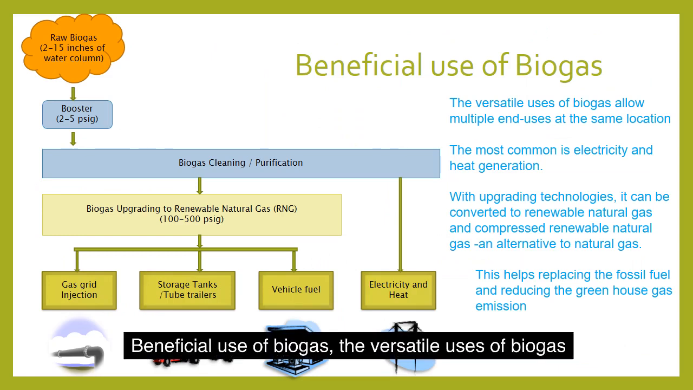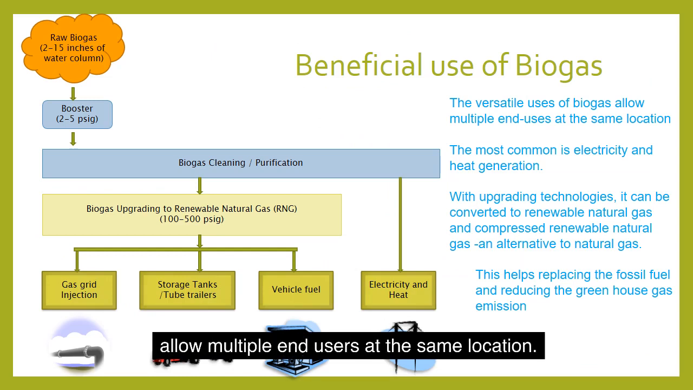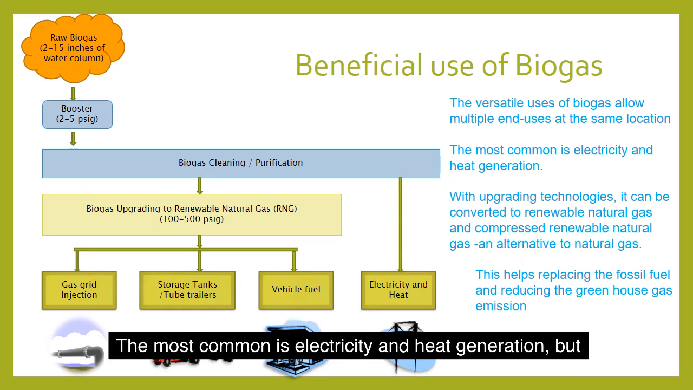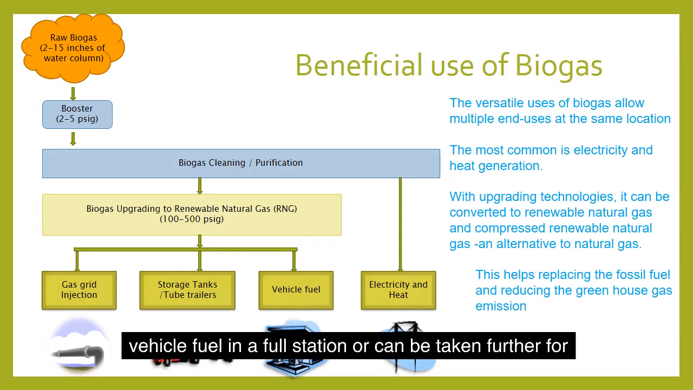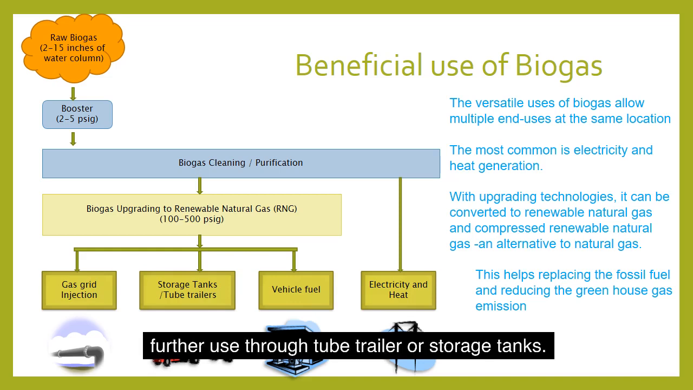Beneficial use of biogas. The versatile uses of biogas allow multiple end users at the same location. The most common is electricity and heat generation. But with different upgrading technologies, it can be converted to renewable natural gas and compressed natural gas. That is an alternative to natural gas, and that can either be injected directly into the natural gas grid system, or used as vehicle fuel in a fueling station, or can be taken further for use through tube trailers or storage tanks.